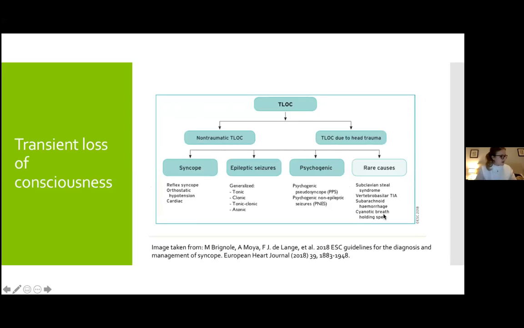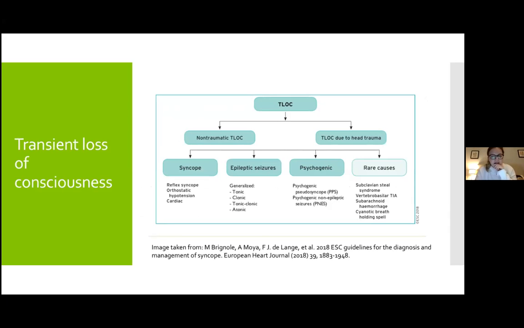Okay, so we'll go on to our next one, which is about transient loss of consciousness. So this is from the 2018 ESC guidelines. It's a really good little diagram, and it basically splits transient loss of consciousness into non-traumatic causes and due to trauma, so head trauma.